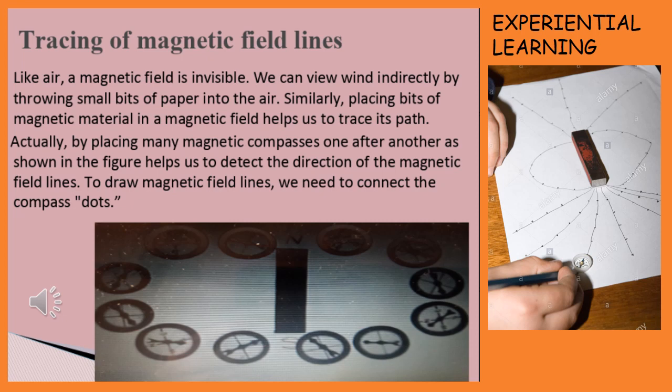And we know that the magnetic field is invisible, so we can view it through the lines of force. Placing bits of magnetic material in a magnetic field helps us to trace its path. This is the method where we are making the dots, and these dots are joined at the end to get the magnetic lines of force.